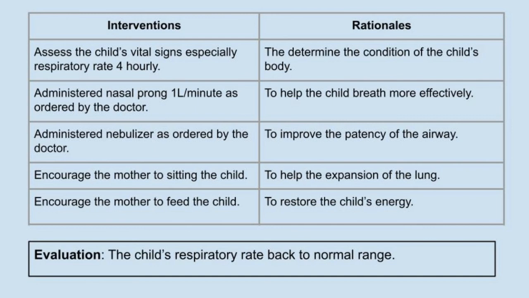Second, administer nasal prong 1 liter per minute as ordered by the doctor. This is to help the child breathe more effectively. Third, administer nebulizer as ordered by the doctor. This is to improve the patency of the airway. Fourth, encourage the mother to sit the child up. This is to help the expansion of the lung. The last one is encourage the mother to feed the child. This is to restore the child's energy. For the evaluations, the child's respiratory rate is back to the normal range.